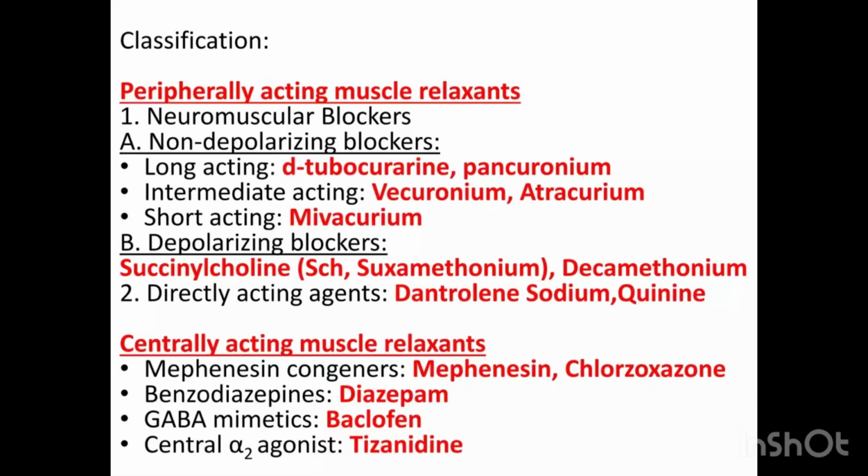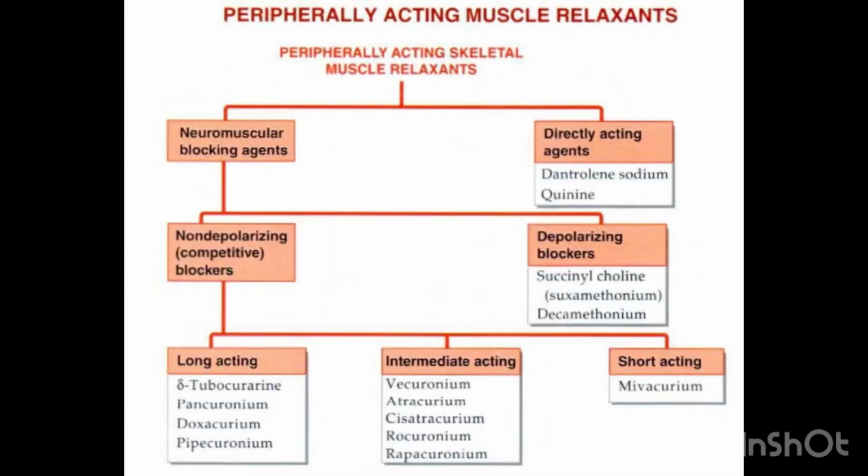So first we'll start with the neuromuscular blockers. In the neuromuscular blockers, we'll be taking them one at a time. They are divided into two. You get it now? The first one we have is the direct acting agent. What is the direct acting agent? They act directly on the skeletal muscle fiber. Again, we have the direct acting agent and we have the neuromuscular blocking agent. So two agents.